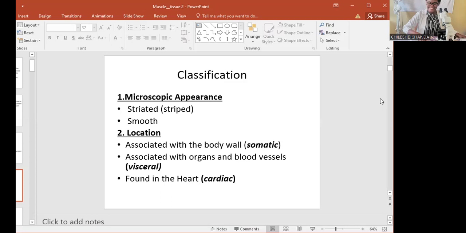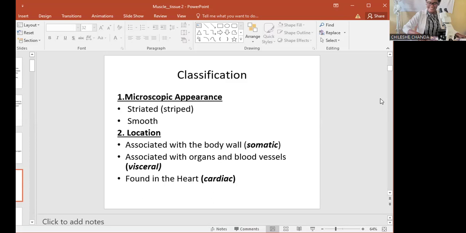Now, we are going to look at the classifications of muscle tissue. Muscle tissue is classified, one, according to microscopic appearance, two, according to the location where it is located, and three, according to what function this muscle tissue actually performs.